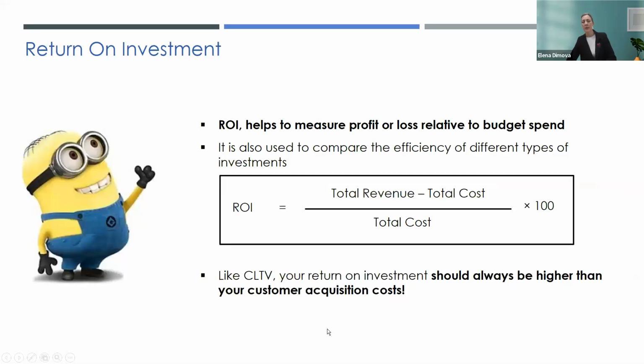And one more interesting ratio is return on investment. Here we are talking mostly, again, about marketing investments. It's quite straightforward: we take the revenue minus costs and divide that by total costs, or total investments.